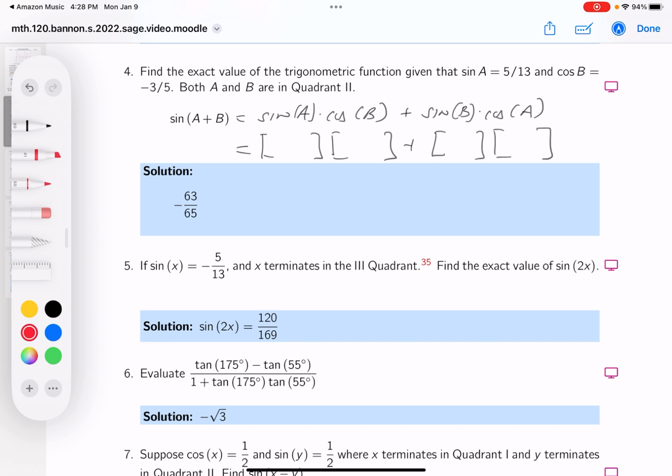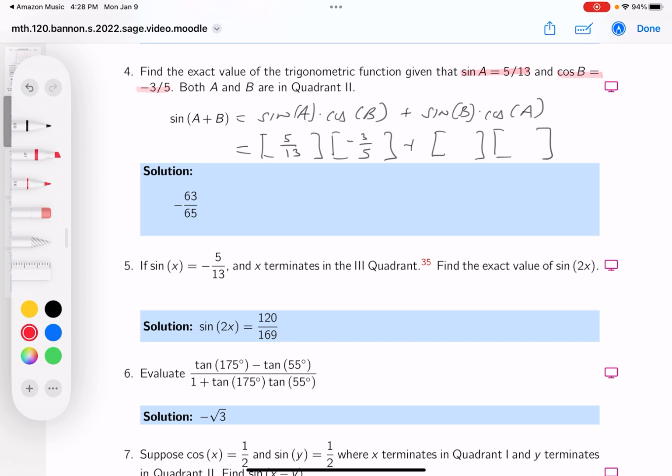So let's see what they got. They told me the sine of A is 5/13. So let me write this down, 5/13. What else did they tell me? They told me the cosine of B is minus 3/5. Let me write that down. So that'd be minus 3/5. What they didn't tell me was the sine of B or the cosine of A. So I got to figure that out.